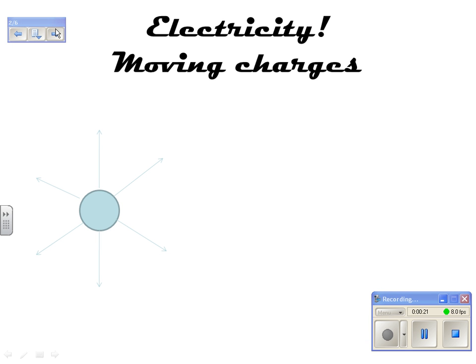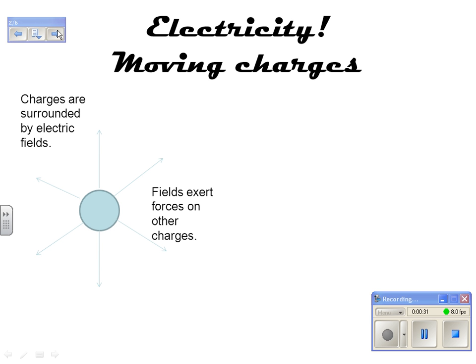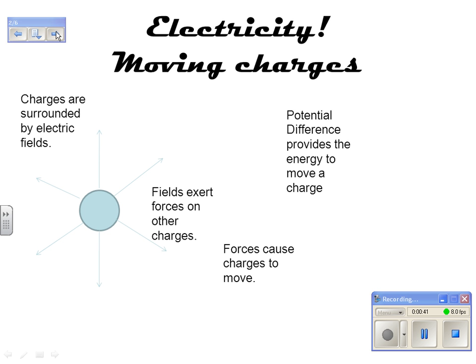And so we start off with this cute little charge here, and it doesn't really matter if it's a positive charge or negative charge. And every charge is surrounded by a field. And that field can exert those Coulomb forces on other charges. So we have the charge, we have a field around it, the field exerts forces. Those forces cause the charges to move.